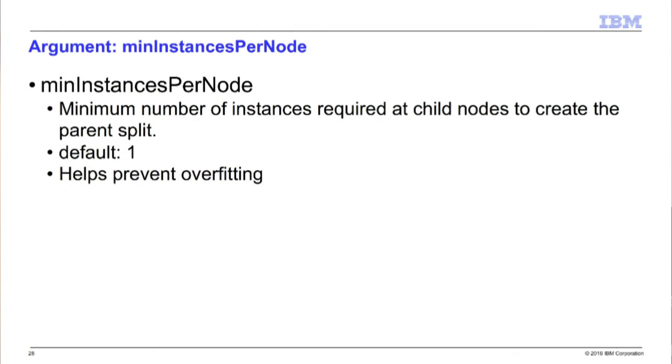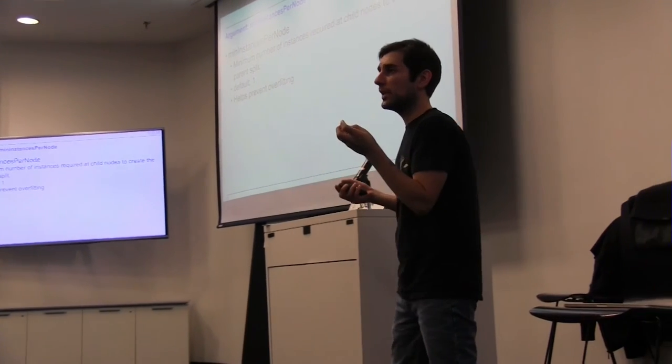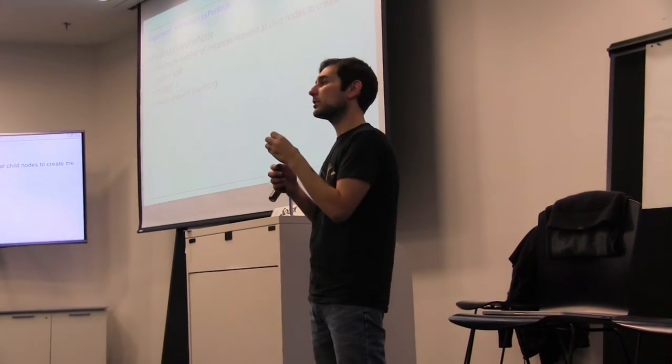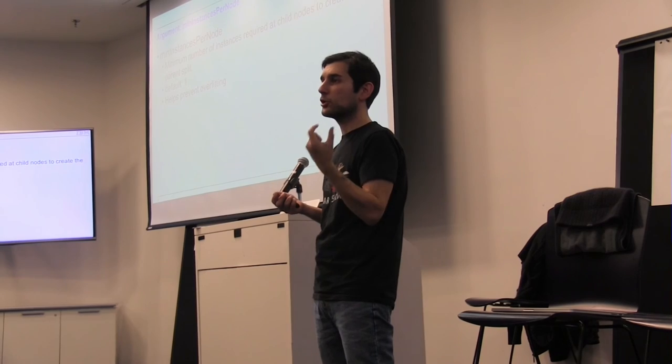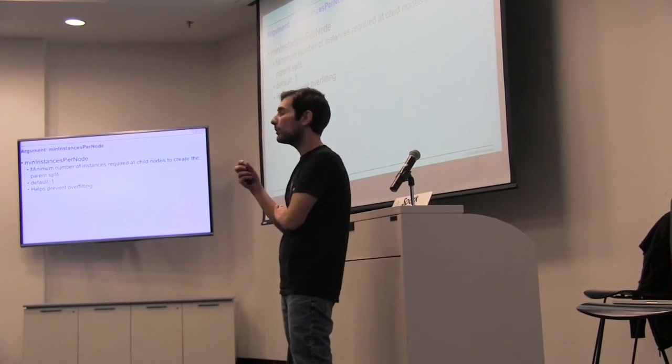Min instances per node. This tells us how many members need to be in each node. So this will help us prevent overfitting, because it'll prevent us from getting things like one member out of one in a terminal node. So you can increase this, and that'll prevent you from overfitting.